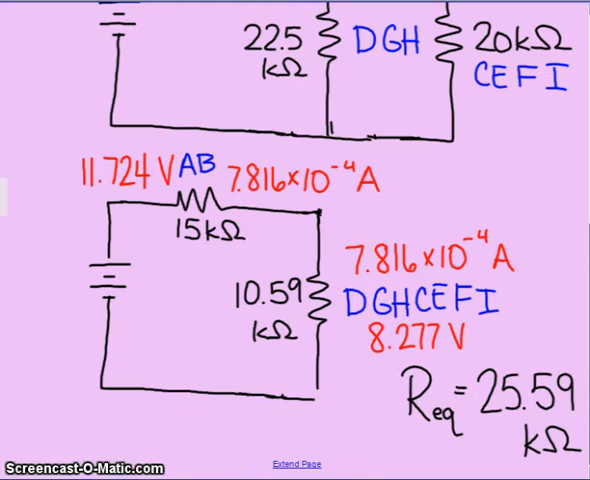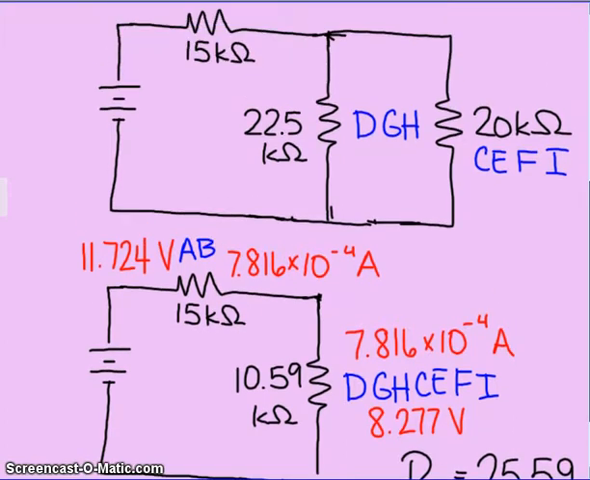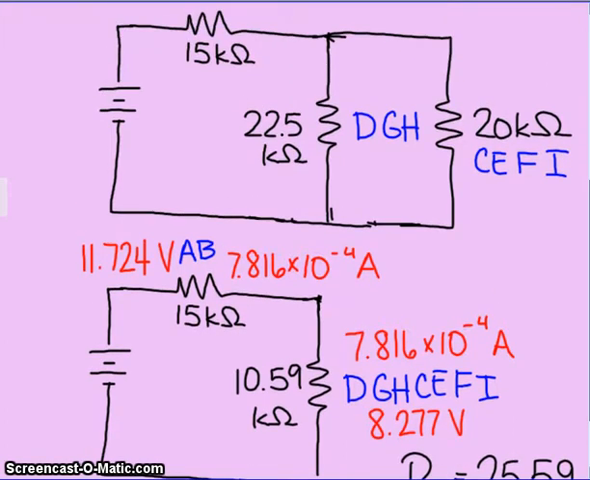I know everything I could possibly know about this picture, so I'm going to move up one picture. And I notice the difference here is that DGH and CEFI are separate. Because we combine DGH and CEFI in parallel with each other, they have the same voltage as DGHCEFI. In other words, their voltage is 8.277 volts.